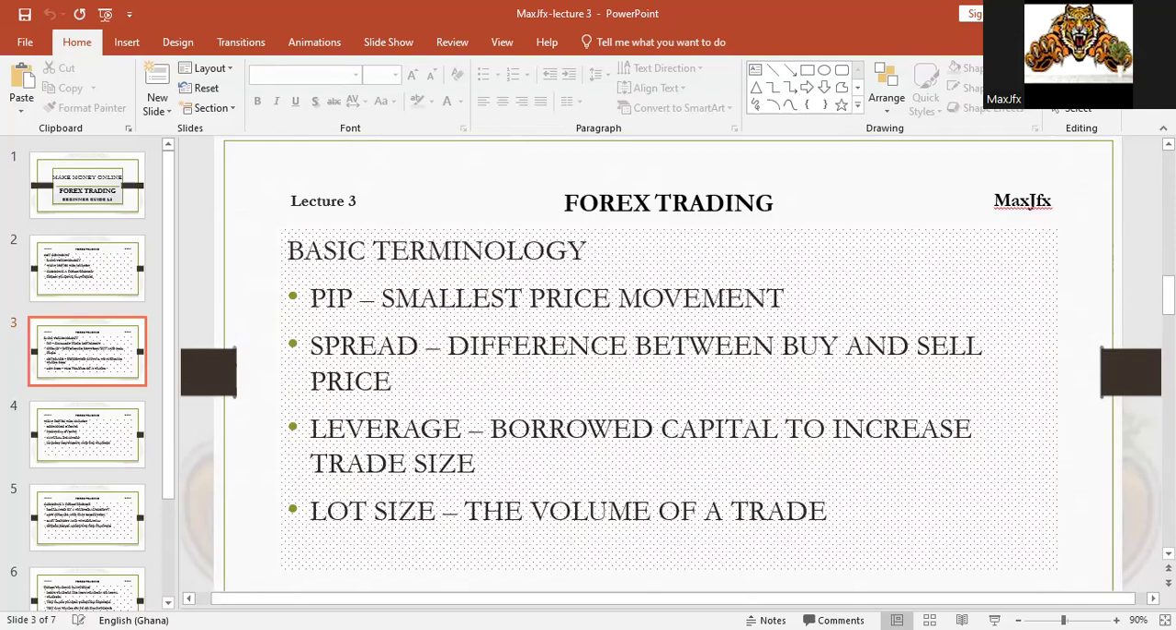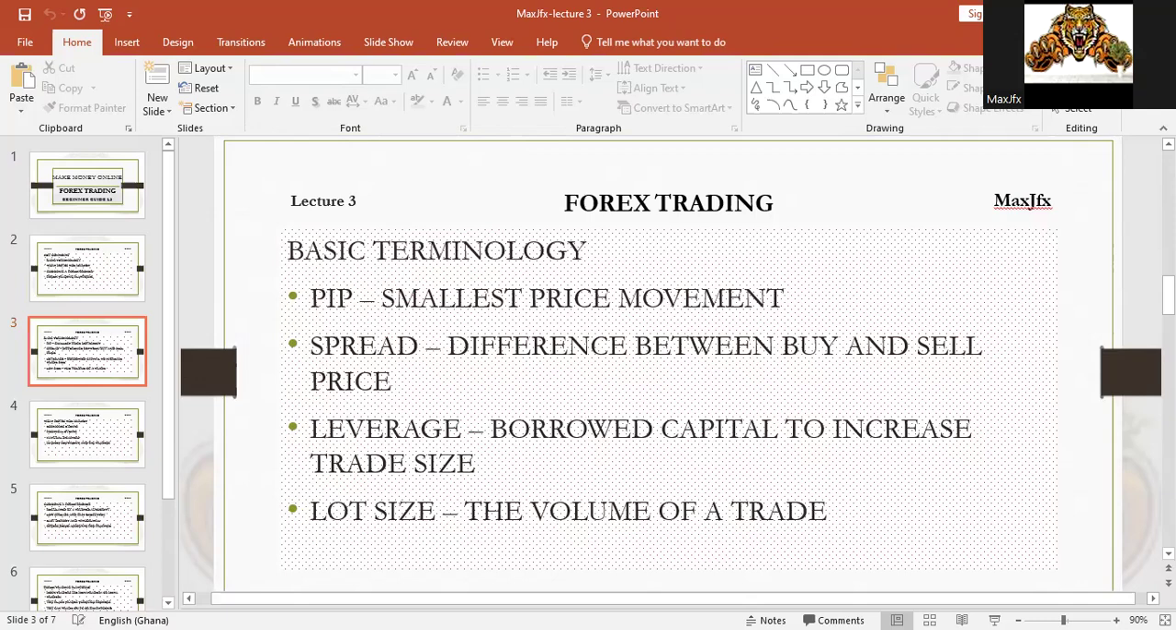Yes, so that's a pip. And our spread. The spread is basically the difference between the buy and sell price. When there's liquidity in the market, the spread is very low. And if there is no liquidity in the market, the spread is very high. So you always want to trade pairs that have low spreads, and the lower the spreads, the better the entry points.